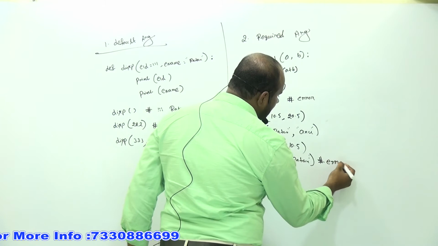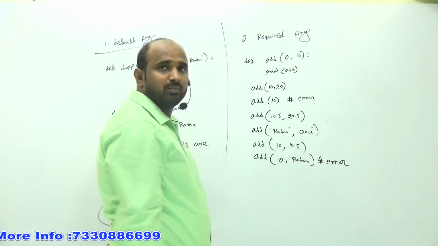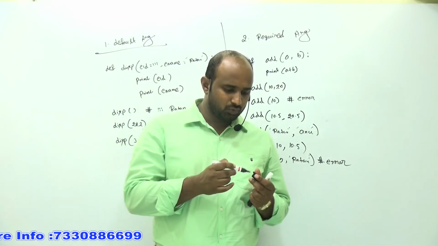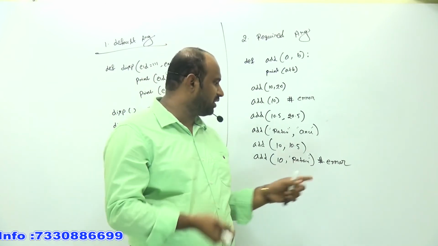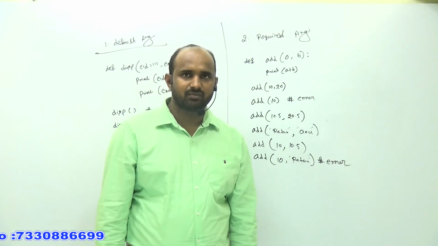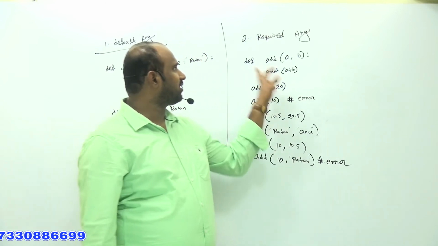If you pass different types of data, you will get the error message. Why? In Python, is addition of two different data types allowed or not allowed here? Not allowed. You will get the error message. Yes or no? This is called required argument.